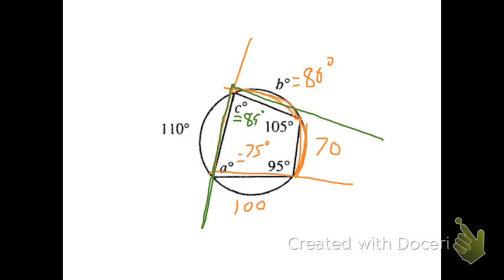Alright, all we did was use what we know about inscribed angles, but I want you to notice something, and this happens every time in a cyclic quadrilateral. Opposite angles in a cyclic quadrilateral will always be supplementary. Alright, so notice how 75 is opposite 105, and they add up to 180, and 85 is opposite 95, and they add up to 180.